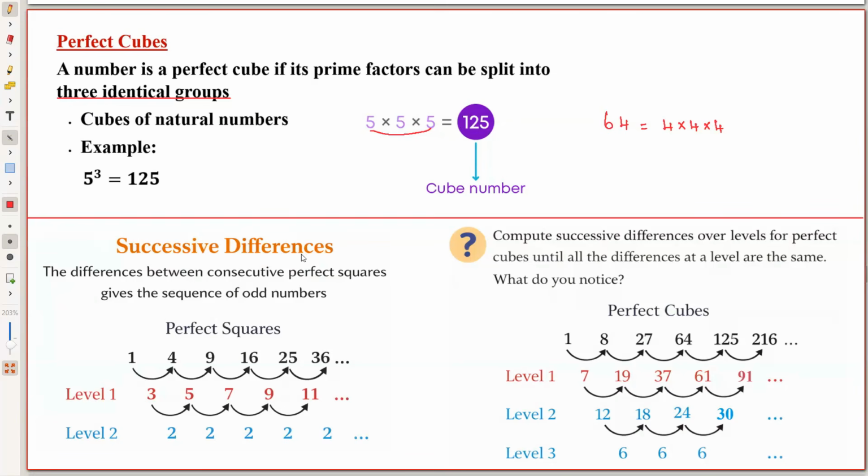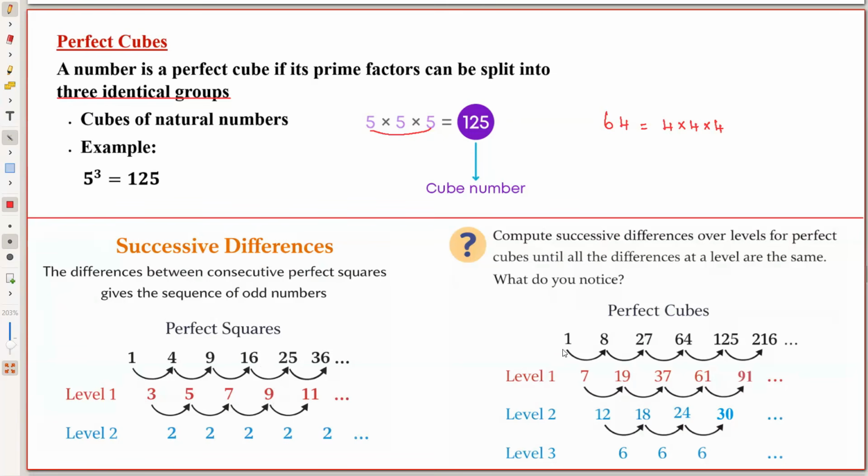The next one is successive difference. The difference between consecutive perfect squares gives the sequence of odd numbers. Take 1, 4, 9, 16, 25, 36, which are perfect squares. Finding the differences: 4 minus 1 is 3, 9 minus 4 is 5, then 7, 9, 11. If you find the difference again, we keep getting 2, 2, 2, 2.